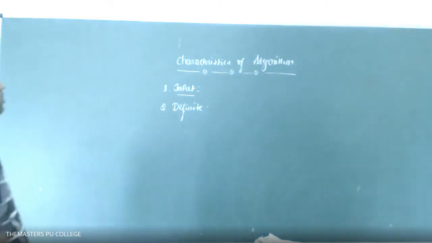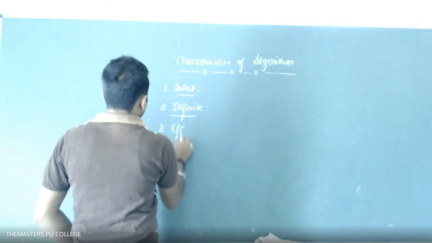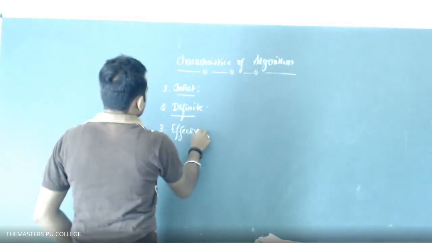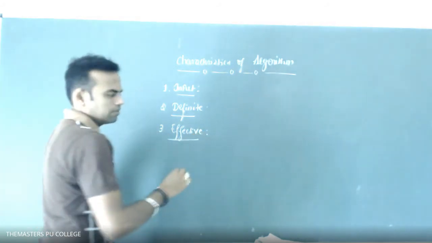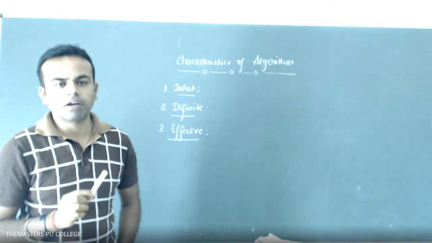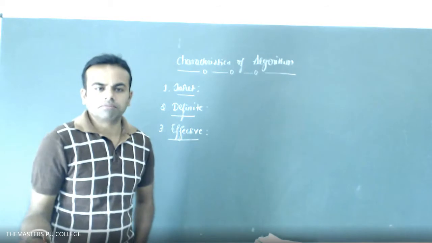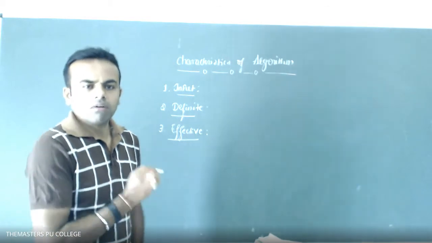Okay, next. So finished. Next, effective. What do you mean by effective? Each step we solve should bring some resolution. Okay, now, an algorithm can be written in pen.